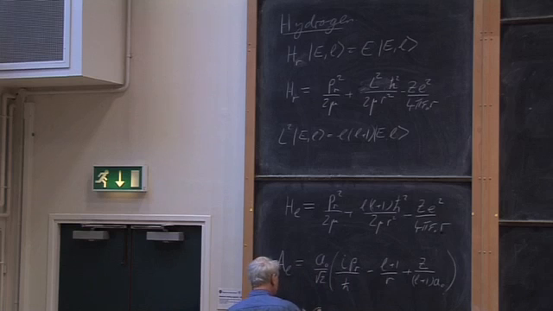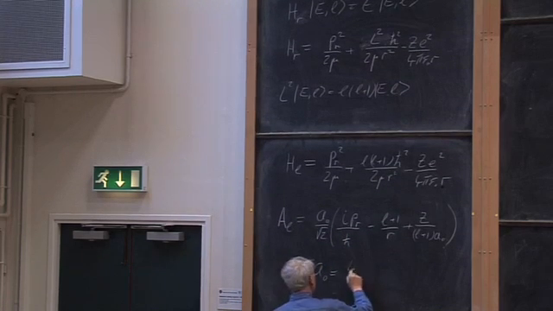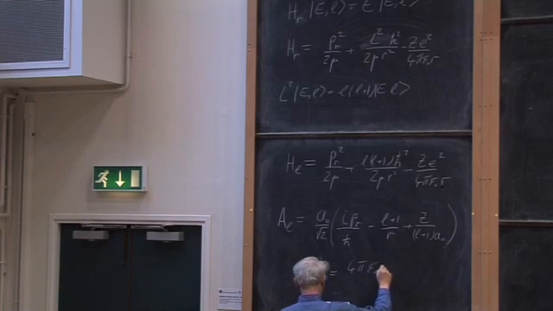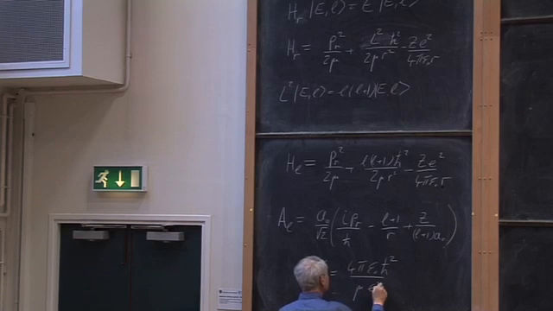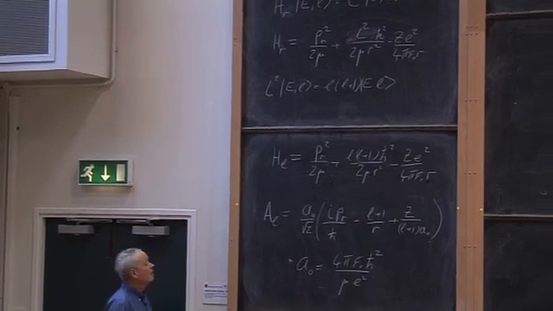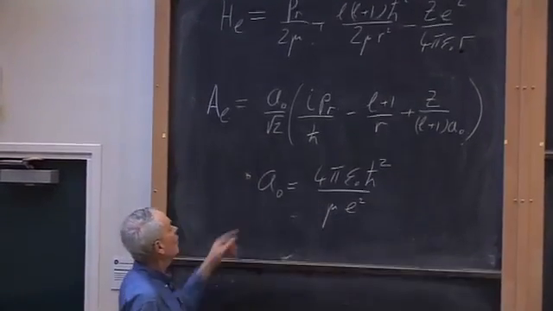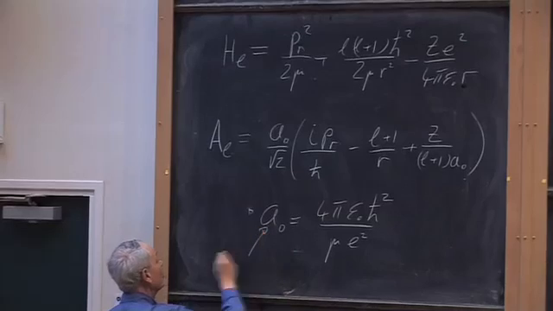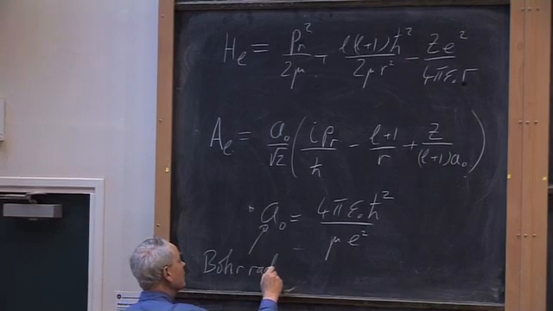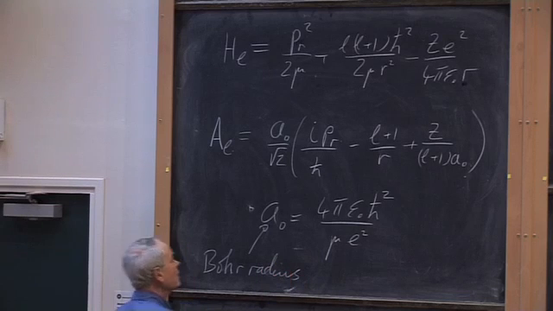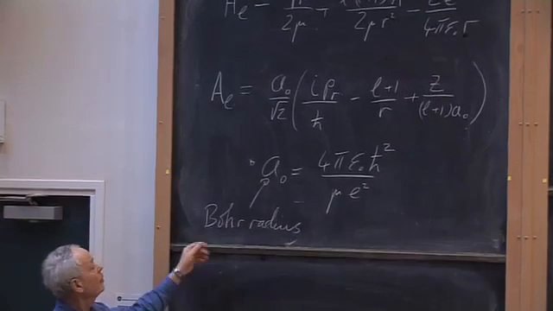where a0 is the following not very helpful item: 4 pi epsilon naught h bar squared over mu e squared. So this is an object. Let's make it convincing now. What is this object? This is the so-called Bohr radius. It was introduced by Niels Bohr before there was proper quantum mechanics, using what turns out to be a fallacious model of hydrogen, the Bohr atom.